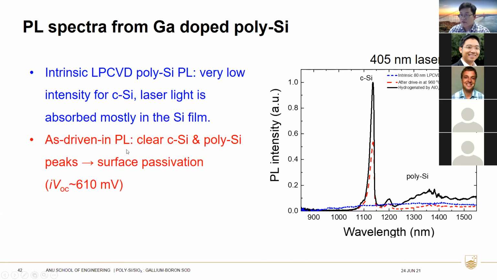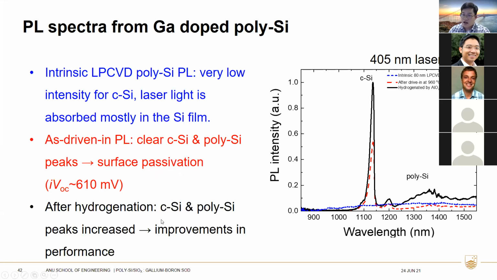For the as-driven-in PL sample, we see clear crystalline silicon and polysilicon PL peaks, which show some surface passivation, the red curve here. After the hydrogenation by aluminum oxide and forming gas, we can see that the crystalline silicon and polysilicon PL peaks increase significantly, which shows the improvement in the performance. We noted that the iVoc increased to around 720 millivolt here.